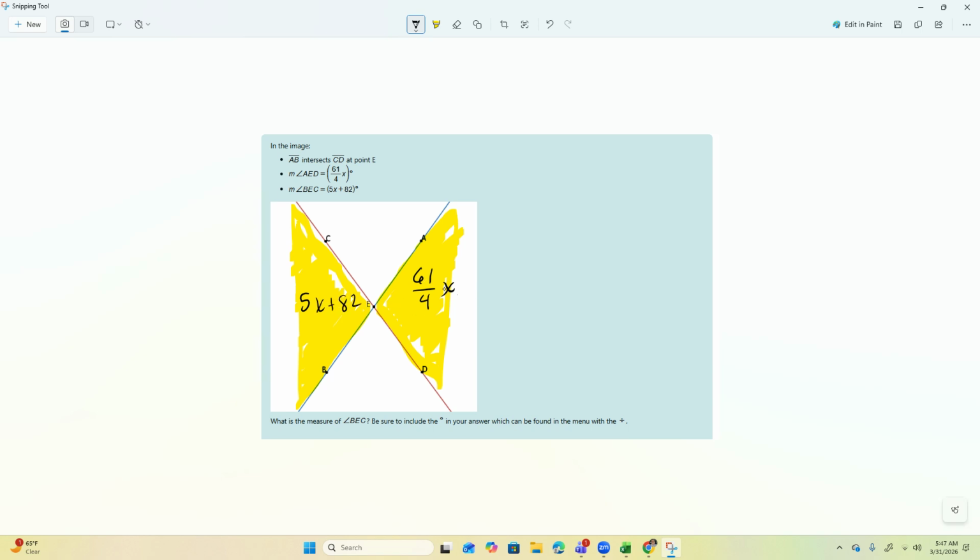Now, if you notice that I shaded in yellow, those two angles are vertical because the angle AED is opening to the right and angle BEC is opening to the left. So they're in the opposite direction. They share the same vertex because these are the vertex that happens when the two lines cross. So these two angles are vertical angles. Okay, and because they're vertical angles, that means that what I shaded in yellow, they're equal to each other. So what I'm saying, that 5x plus 82 is equal to 61 over 4x.